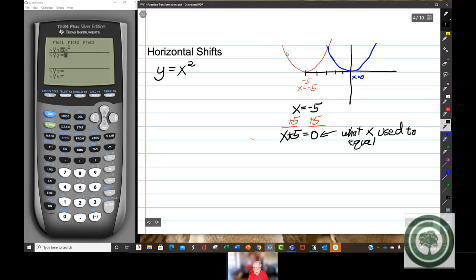This guy right here is going to be coded as, that is the shifted, is going to be coded as y equals that movement right there.